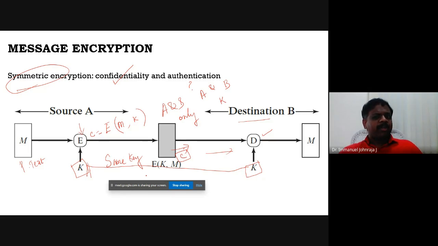How does it provide authentication? Still the question is not solved. Now, being a person at the destination, the receiver decrypts the message using the same key. And is he able to get some legible text? This is the point we need to understand. By decrypting it, if he is able to get a legible message, then he can understand that the same key has been used for encryption.